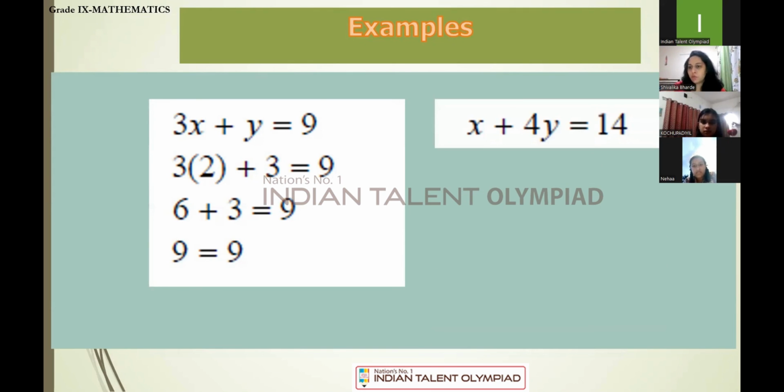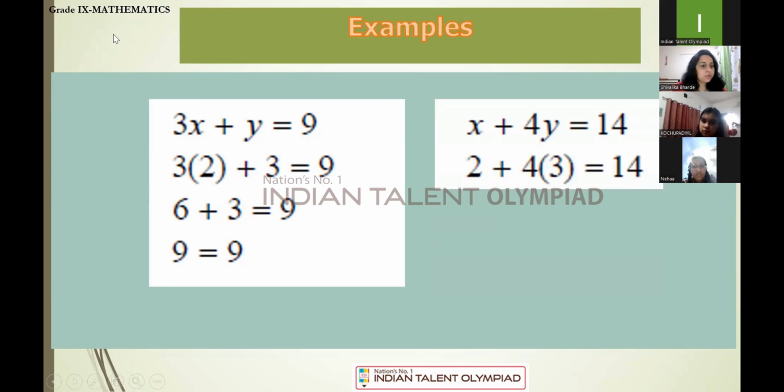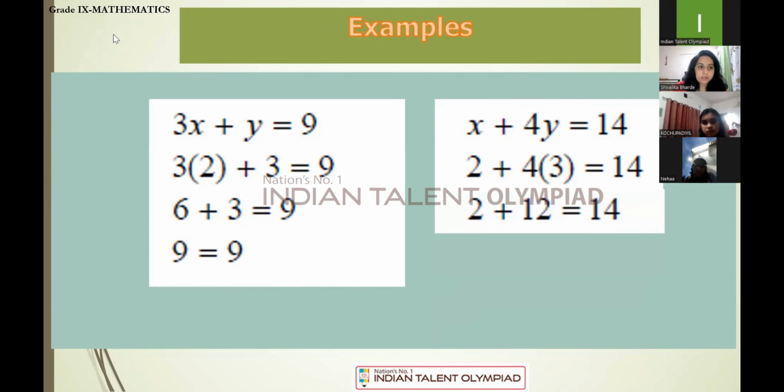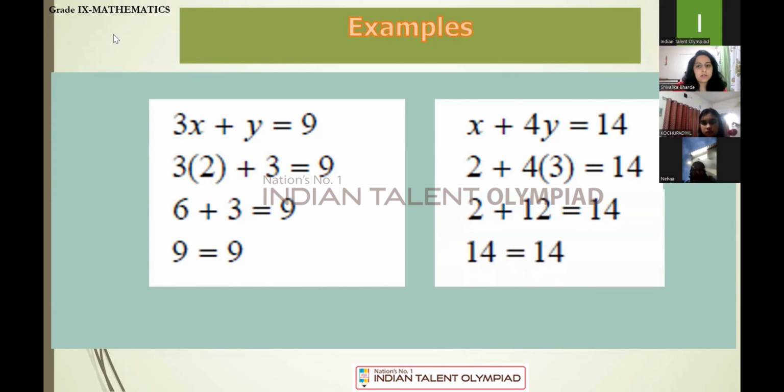We can take one more example here. x plus 4y is equal to 14. Again, I'm using the hit and trial method. I'm taking the value of x as 2 and the value of y as 3. When we put these values in the equation, we get 2 plus 4 multiplied by 3 is equal to 14. 2 plus 12 is equal to 14. So the solution of this equation is x equal to 2 and y equal to 3.